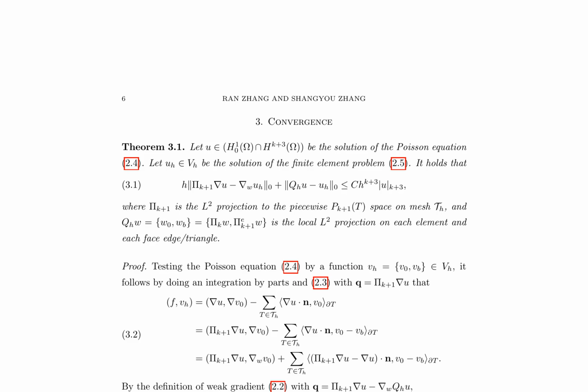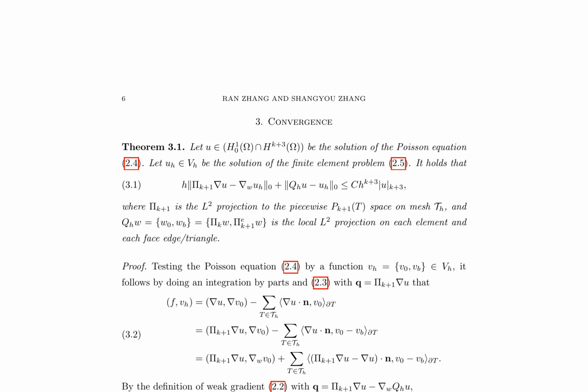Moving on to the convergence analysis, the authors present theorem 3.1, which provides an error estimate for the finite element solution. The theorem states that the error between the exact solution and the finite element solution, measured in terms of the L2 norm and the H1 seminorm, is bounded by Ch^(k+3), where h is the mesh size and k is the polynomial degree.